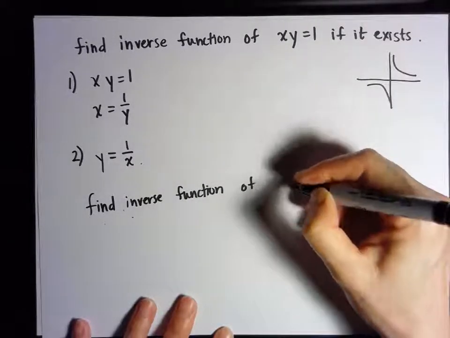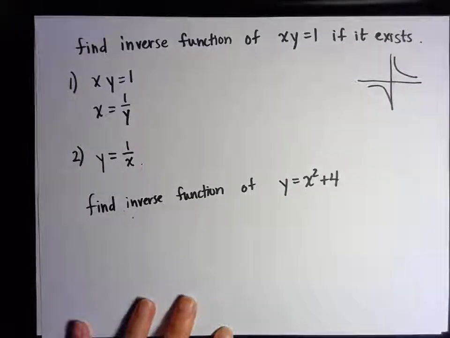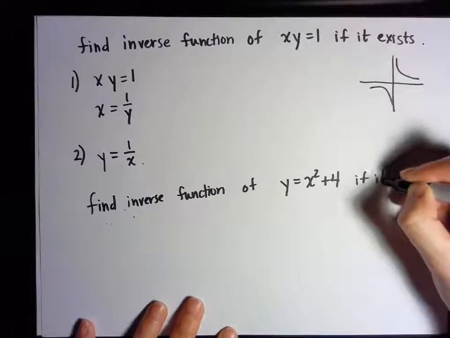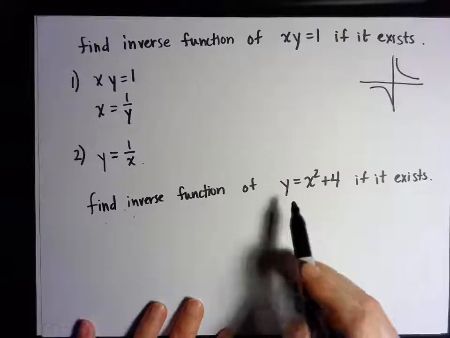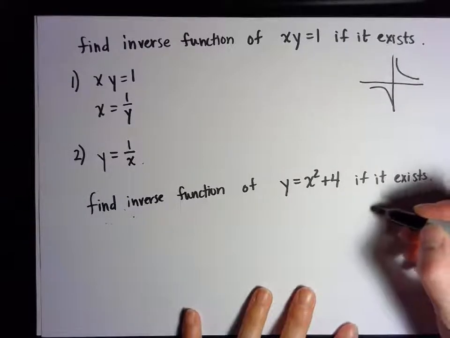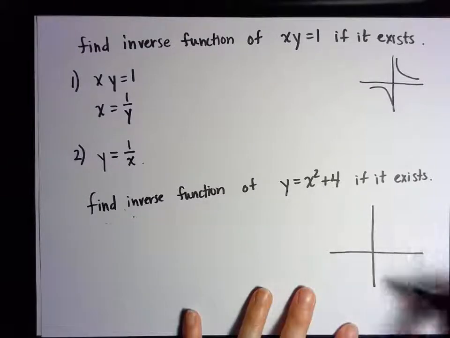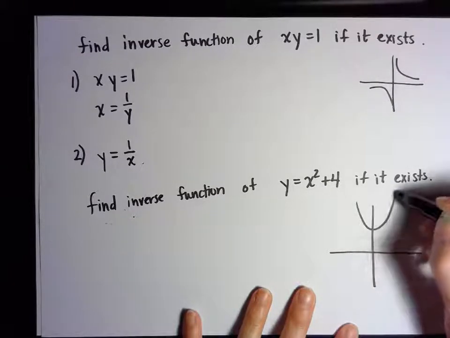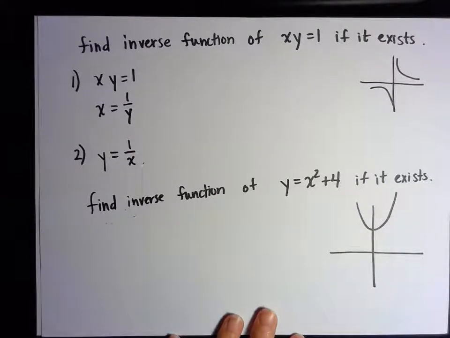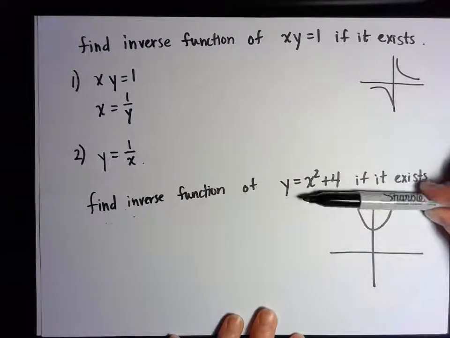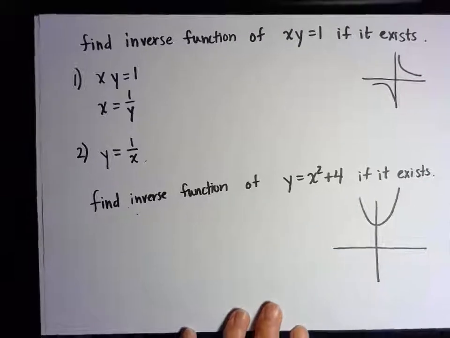How about let's try another one, like find the inverse function of y equals x squared plus 4, if it exists. Well, we know from the last lesson that this is a parabola and it's shifted up 4 units. It looks like this. It is indeed a function because it passes the vertical line test, but it's not 1-to-1 because it doesn't pass the horizontal line test.